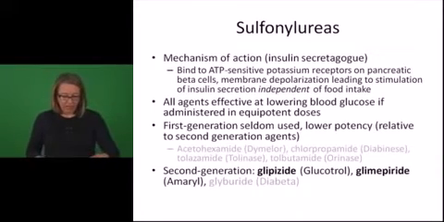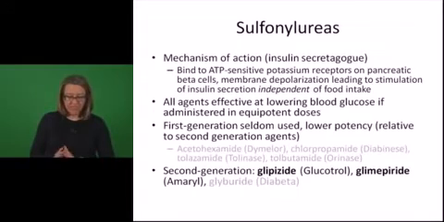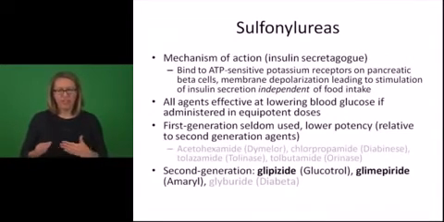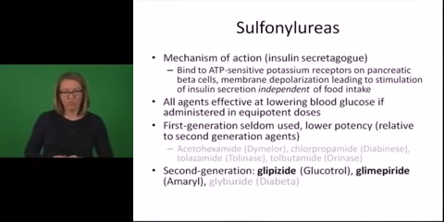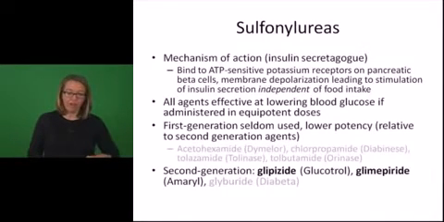Sulfonylureas. These are considered insulin secretagogues. They stimulate insulin secretion independent of food intake. So you don't want to take these medicines if you're missing meals. All agents in this drug class are generally equally effective in lowering blood sugars if they're used at equally potent doses. The first generation listed here are seldom used because of their lower potency and increased risk of hypoglycemia. Of the second generation sulfonylureas, glipizide, glimepiride, and glyburide are the 3 that are available.